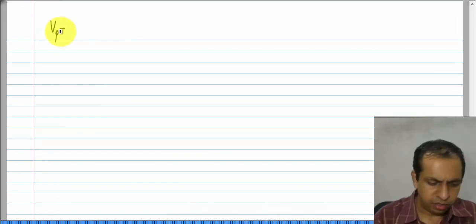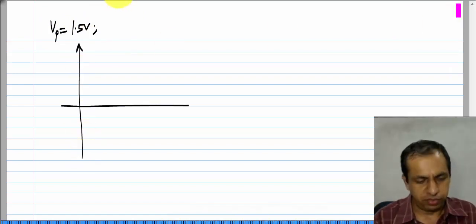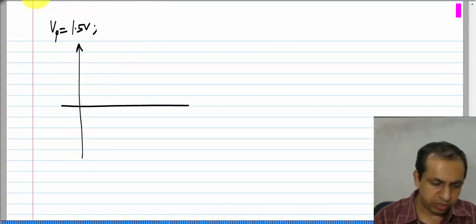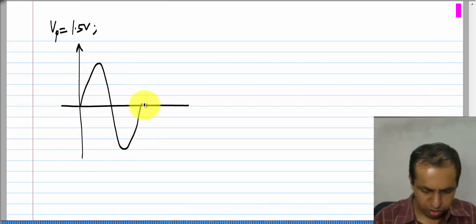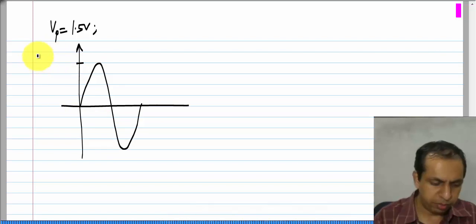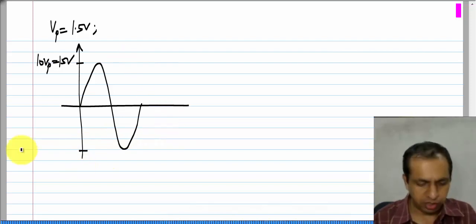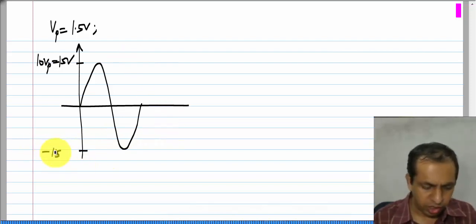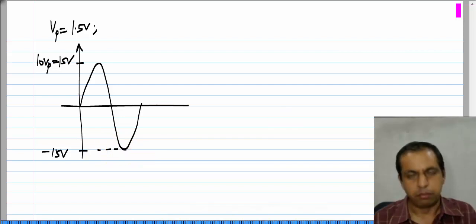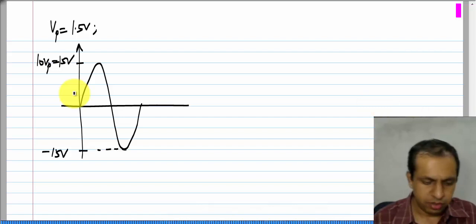But instead let us say V p is 1.5 volts, and at the output of an amplifier with a gain of 10, I would expect a sine wave like this, whose amplitude is 10 times V p, which is 15 volts. Okay. And a sine wave is symmetrical. So, on the other side, I would expect the peak to be minus 15 volts. Okay. But this is not going to happen.